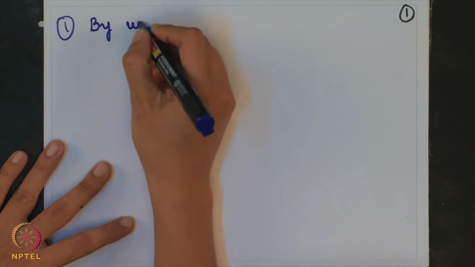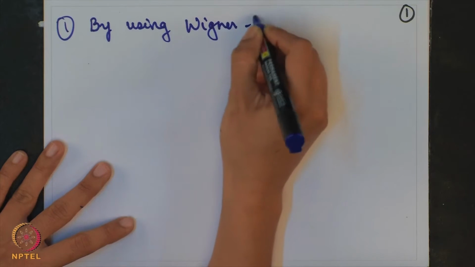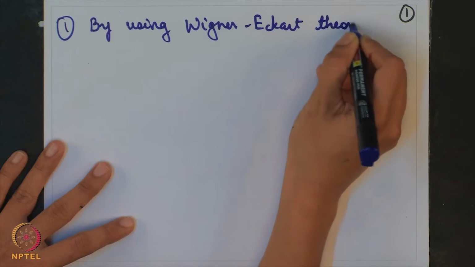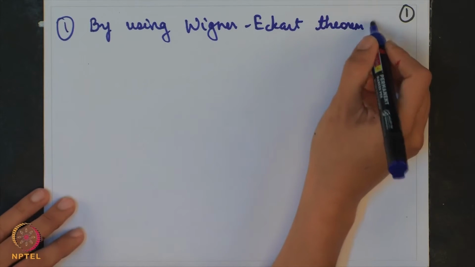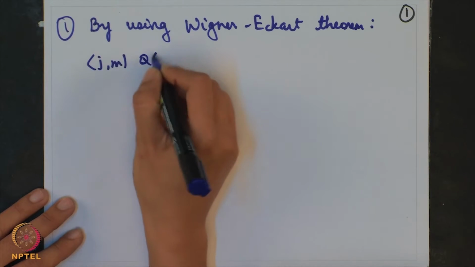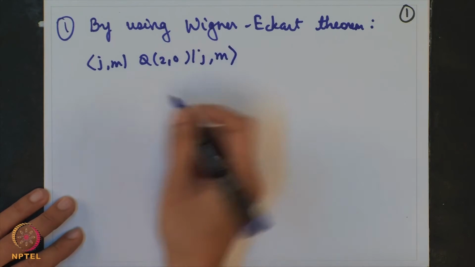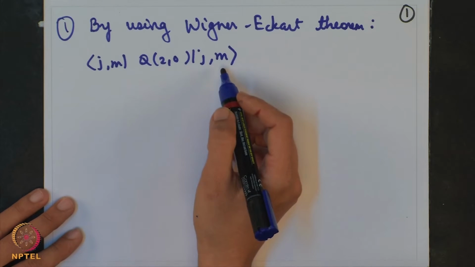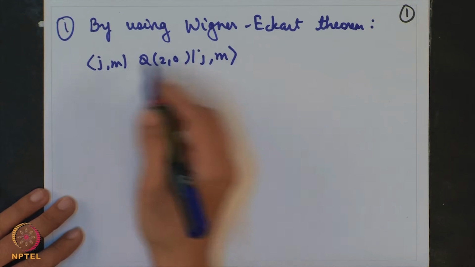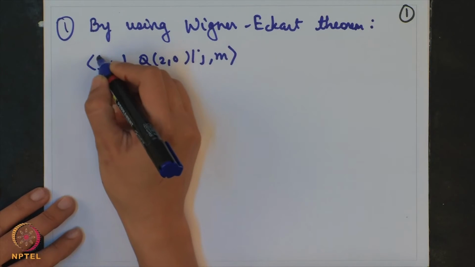So, by using the Wigner-Eckart theorem, you know actually that <J m| q 2, 0 |J m>. Here J 1 is equal to J 2 is equal to 1 and m 1 is equal to m 2, or you can write it as S comma m. I am just writing it as J comma m. So, it is a spin state.